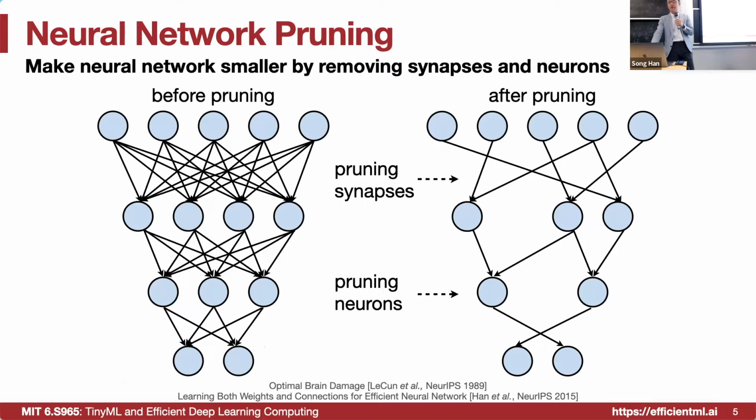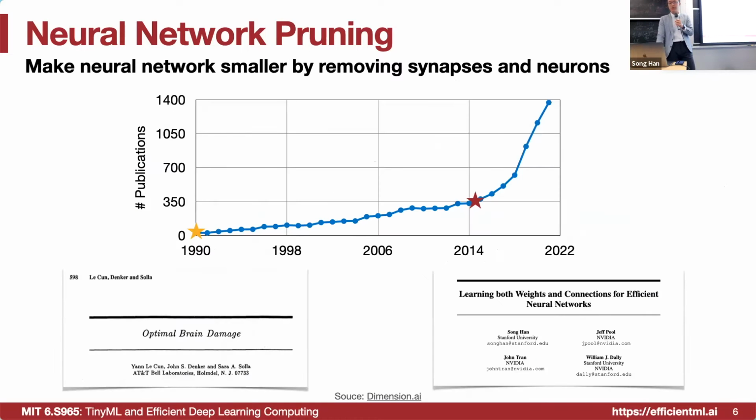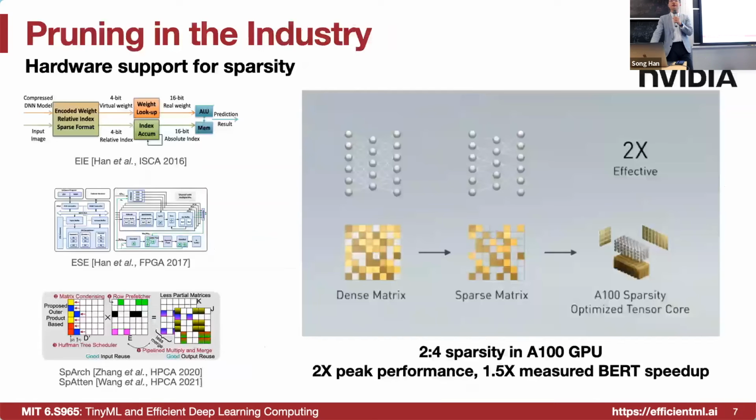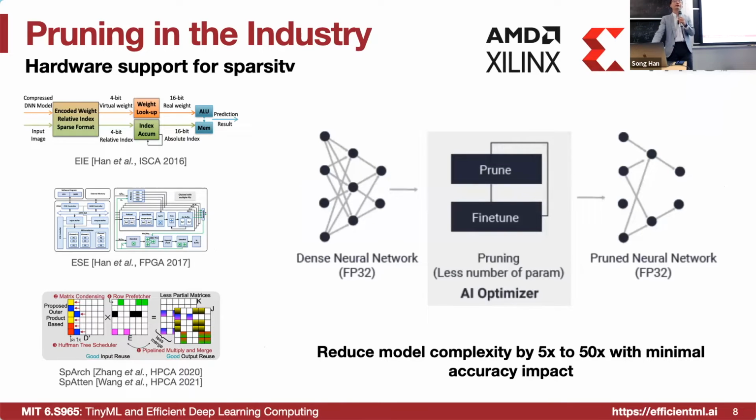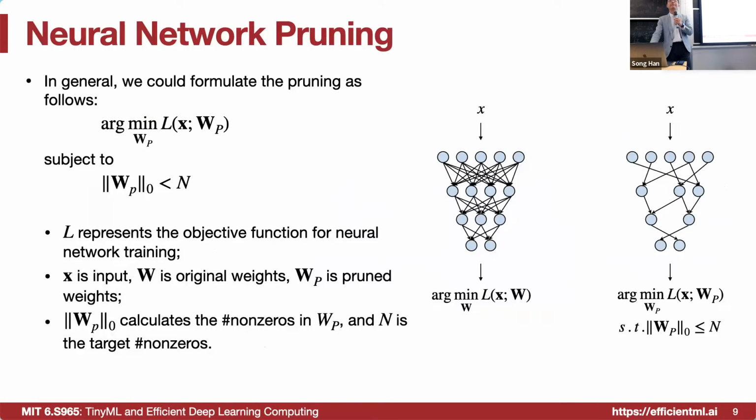So pruning, basically removing synapses and neurons, just as an overview, is getting pretty popular in recent years. And it has been widely adopted by the industry. For example, if you have an A100 GPU, 2 to 4 sparsity is already supported there. And Xilinx is also using that. So we talked about the setup, which is basically minimizing the loss function subject to the number of non-zero weights being smaller than the threshold.